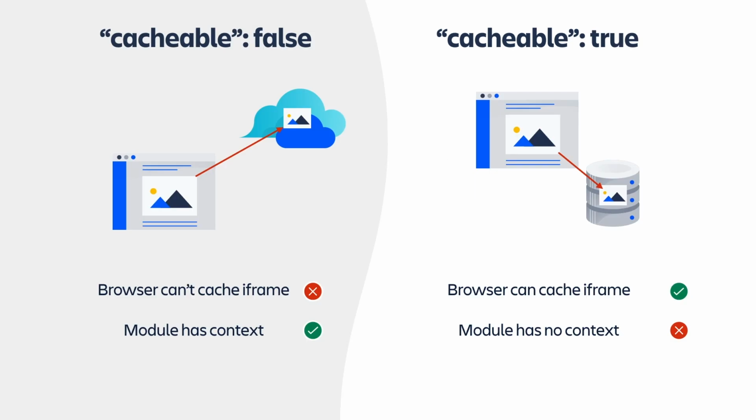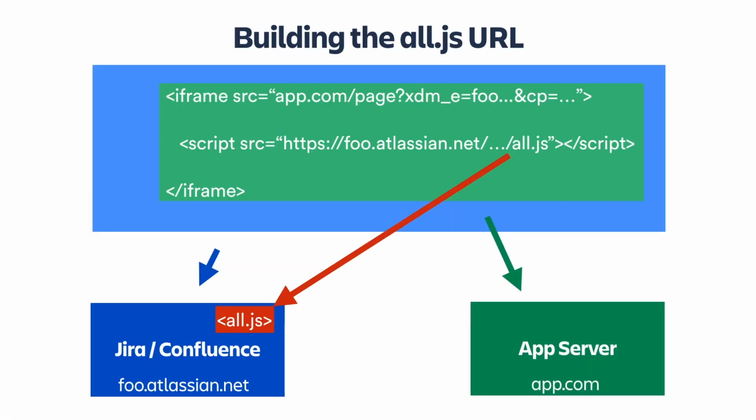So after declaring the module as cacheable, the module's iframe can be cached, but it doesn't have access to all those query parameters. In summary, we've made it faster, but lost functionality. Let's explore how we fix the problem of the app not having context. We'll start with identifying some very specific context parameters.